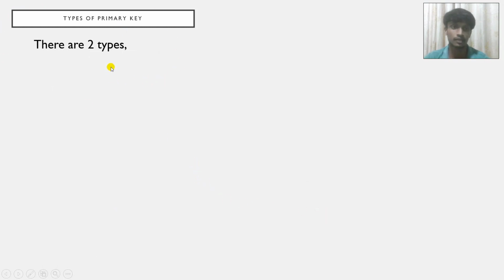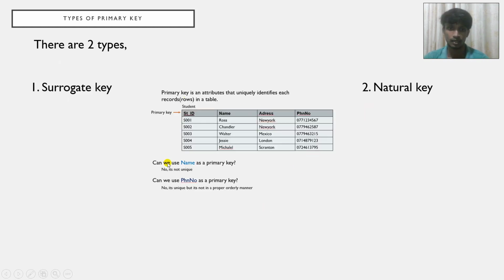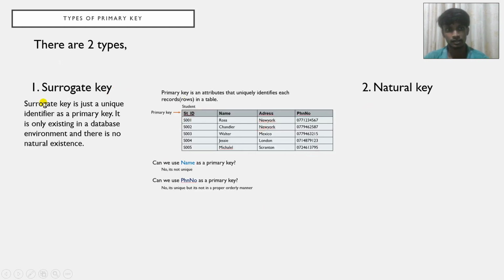Okay, types of primary keys. There are two types of primary keys. The first one is surrogate key and the second one is natural key. A surrogate key is just a unique identifier used as a primary key, and it only exists in a database environment and has no natural existence.